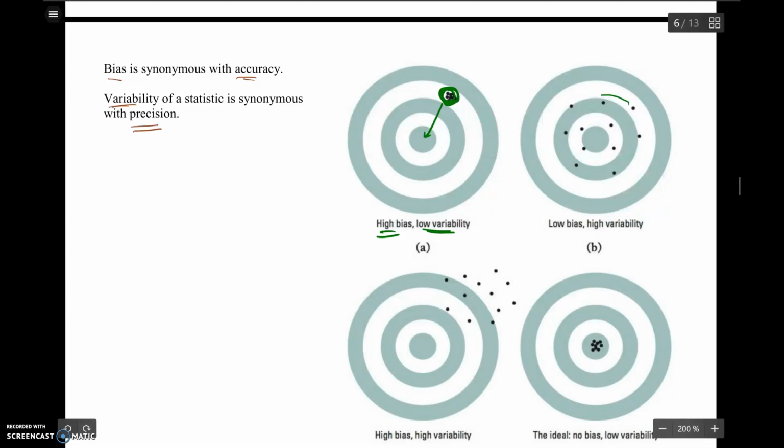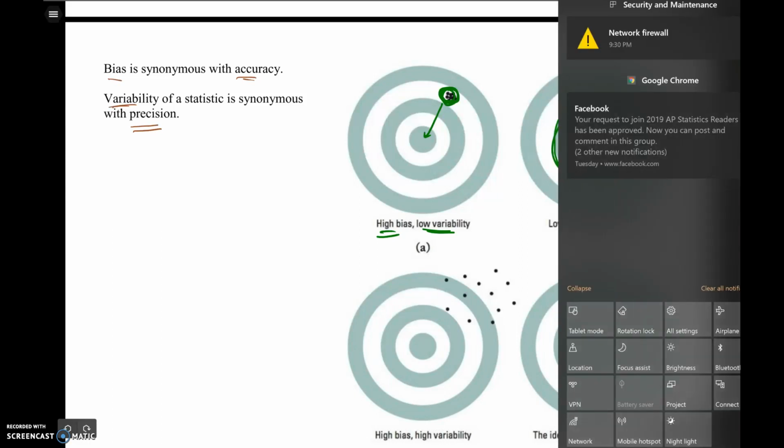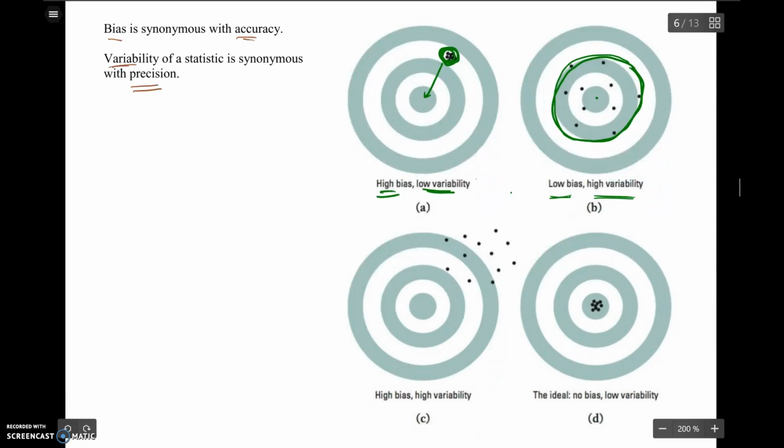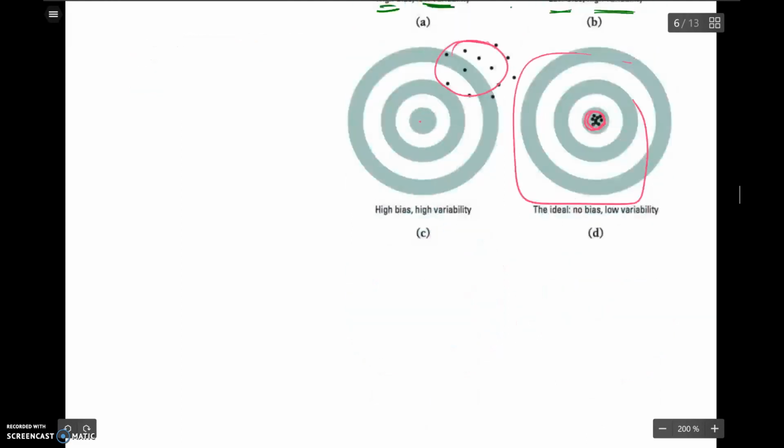So this one is centered right. It's sighted in right, so it's accurate, but it's not very precise because it's got a lot of spread. So that's high variability, low bias. This is the worst place to be. Here you're off center, so it's not accurate, and you have high variability. And then this is where you want to be. It's precise, meaning it's low variability, and it's accurate, meaning it's unbiased. So this is kind of where you want to be. So something to think about.